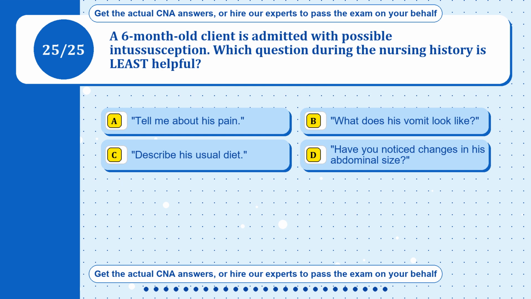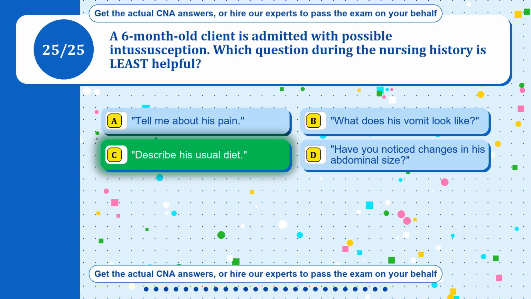Question 25. A 6-month-old client is admitted with possible intussusception. Which question during the nursing history is least helpful? Option A, tell me about his pain. Option B, what does his vomit look like? Option C, describe his usual diet. Option D, have you noticed changes in his abdominal size?